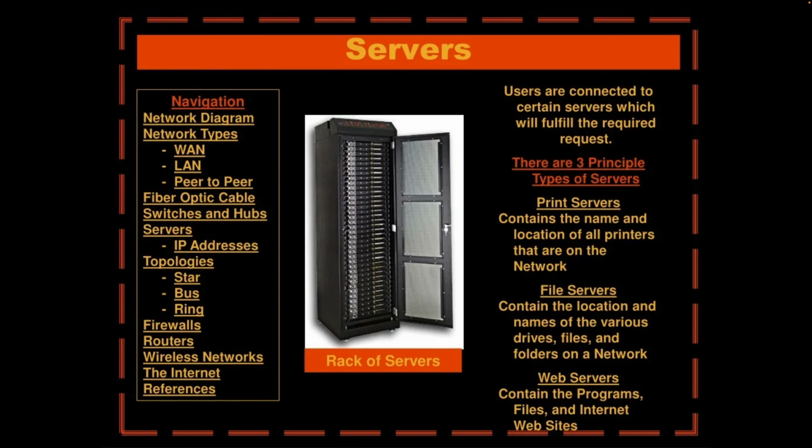Next, we have servers. Servers are like the storage and service centers of your network. When you need something, you connect to a server. There are three main types: print servers keep track of all the printers and manage jobs; file servers store all the documents and all the files so everyone can access them; web servers host websites and web applications. Each type has a different specific job to do.